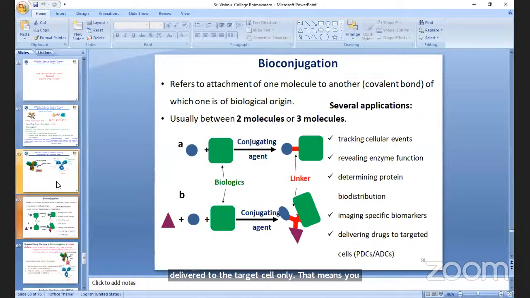This is the figure where I have shown the conjugating agent. This is the linker, the conjugating agent, where the bioconjugation is happening.